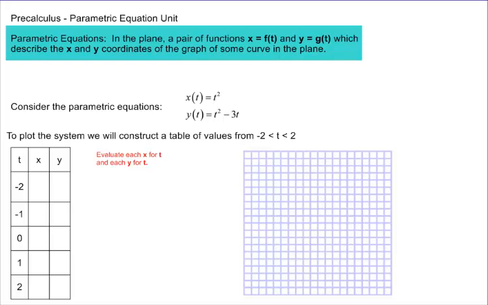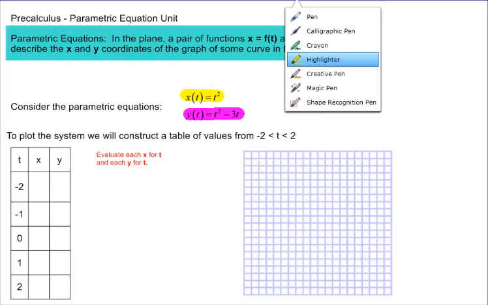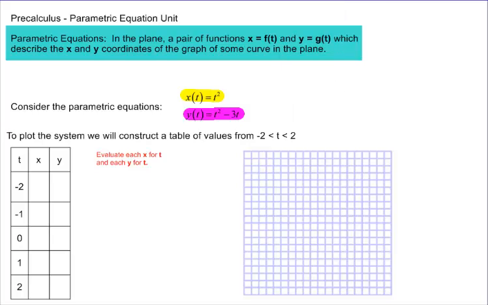So if we have the two equations x equals t squared and y equals t squared minus 3t, then what we want to do is figure out what that graph looks like. In order to do that, we need values of t. So I'm going to take this negative 2 and put it in for x, so x equals negative 2 squared. And also I'm going to put it in for y, so y equals negative 2 squared minus 3 times negative 2.